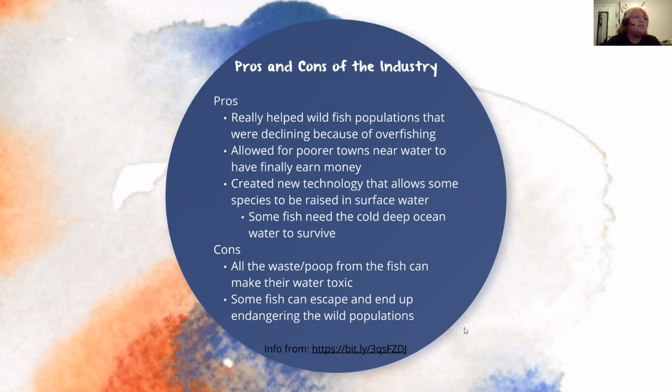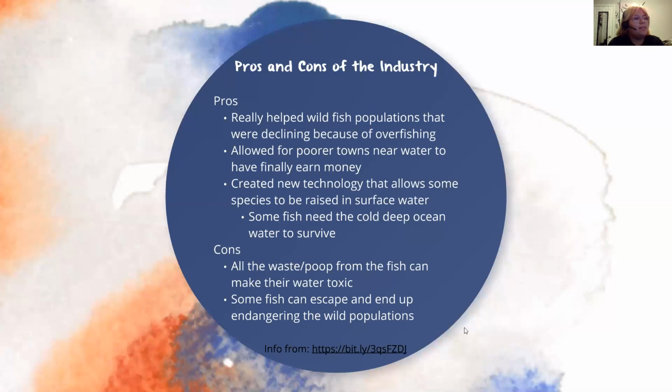The cons of the industry, though, is that all the waste and poop from the fish can make their own water toxic. So all that poop and all that waste ends up making a lot of algae grow, and all this algae takes away the oxygen from their gills. So again, like how we learned that they need oxygen through the blood vessels and everything, but without oxygen they can't breathe. So a lot of them end up dying.